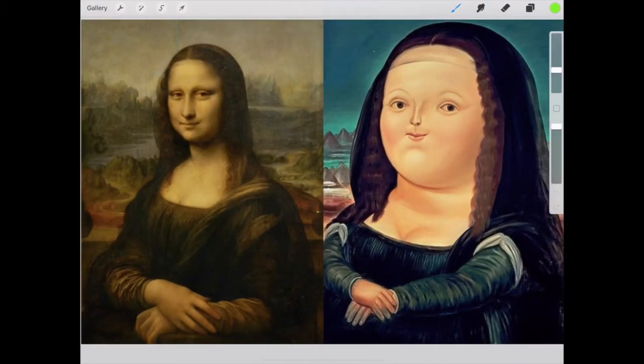And if we look at the two of them together, we can definitely see this. Mona is longer and Botero's is wider. They have different proportions.